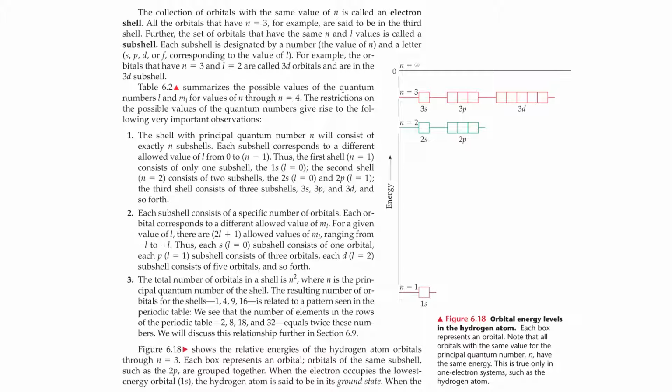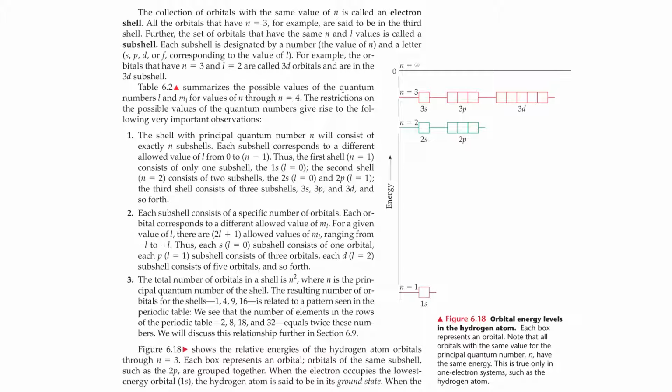For example, the orbitals that have n equals 3 and L equals 2 are called 3d orbitals and are in the 3d subshell. Table 6.2 summarizes the possible values of the quantum numbers L and m sub L through n equals 4. The restrictions on the possible values of the quantum numbers give rise to the following very important observations. Number 1. The shell with principal quantum number n will consist of exactly n subshells. Each subshell corresponds to a different allowed value of L from 0 to n minus 1.